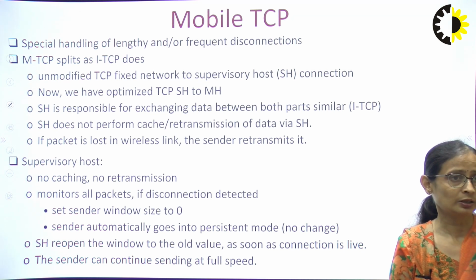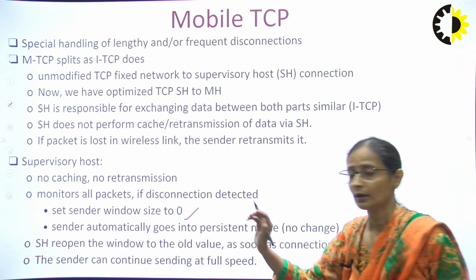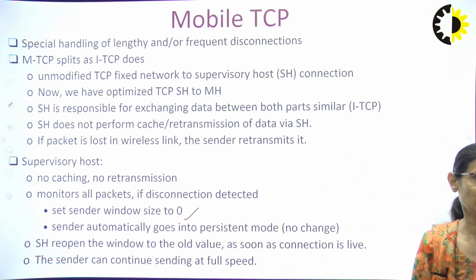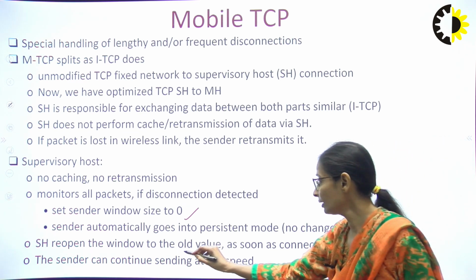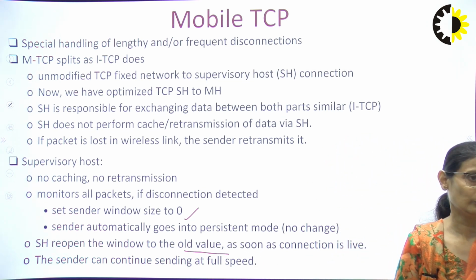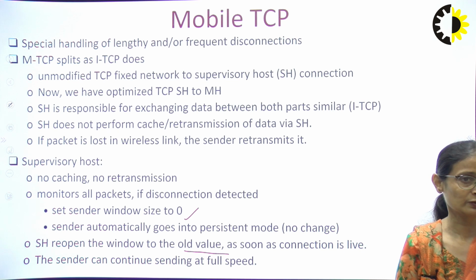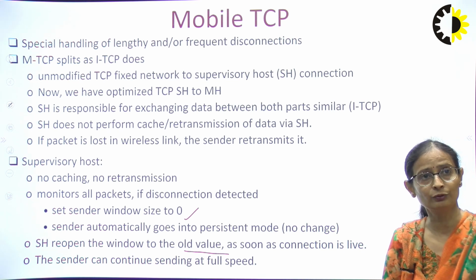If disconnection is detected, then the sender window size is reduced to 0. The sender automatically goes into the persistent mode, that is no change mode. SH reopens the window to the old value, that is when the SH congestion window is reopened, it will reopen at the previous value. As soon as the connection is live, the sender can continue sending at full speed.